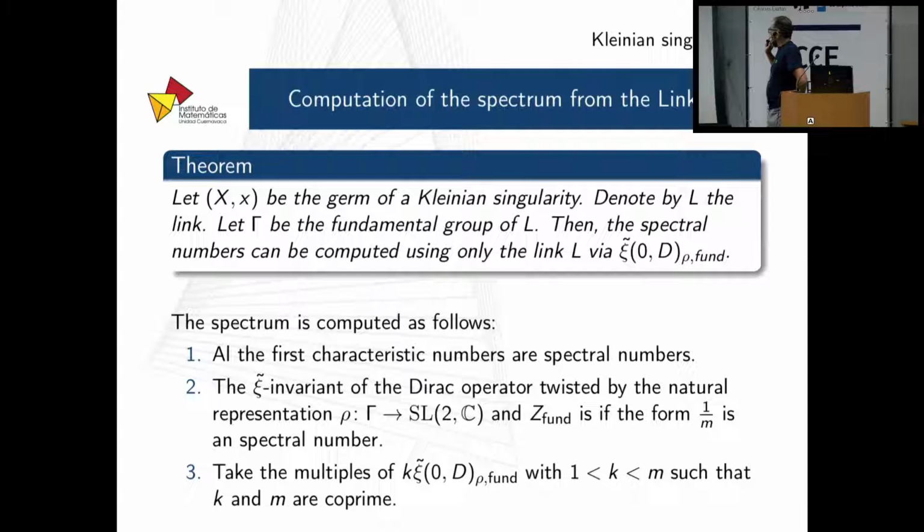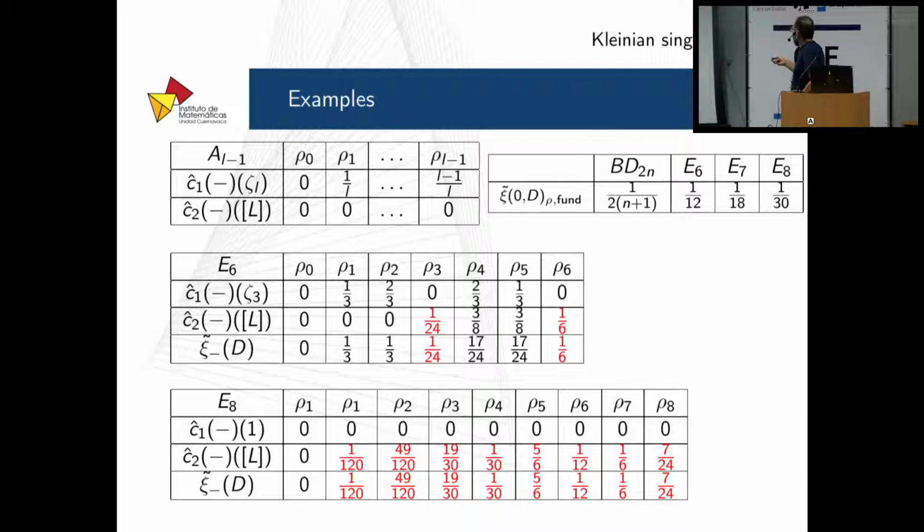So let me show you in some examples how we do it. Here, these are the values of this twisted Xi invariant by the representation and the fundamental cycle. This is for the binary dihedral, the binary tetrahedral, octahedral, and icosahedral. And we get these numbers, as I said, of the form 1 over something. Here, as I said, with a formula with a logarithm, we can compute all the first characteristic numbers, which are just 1/L to (L-1)/L.